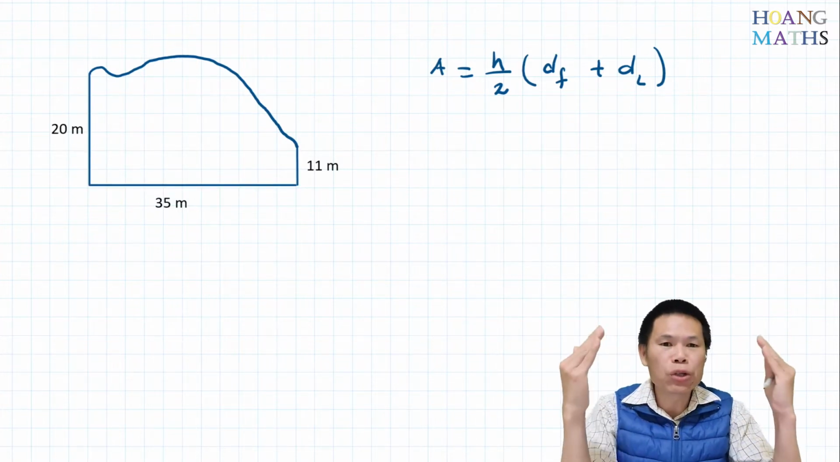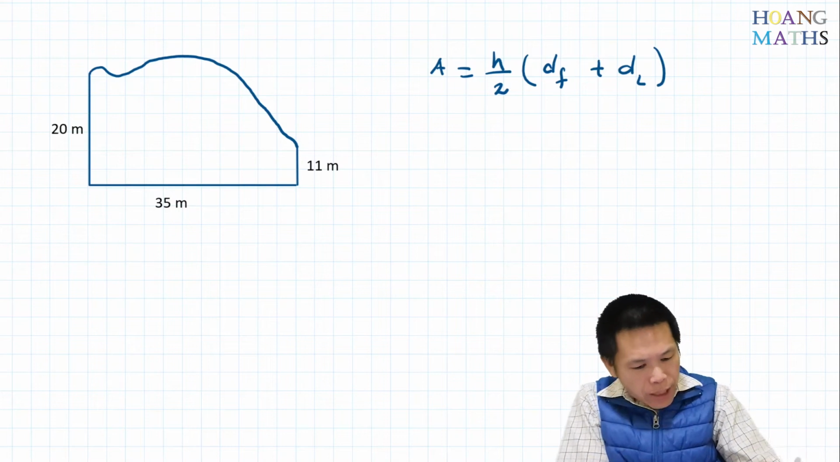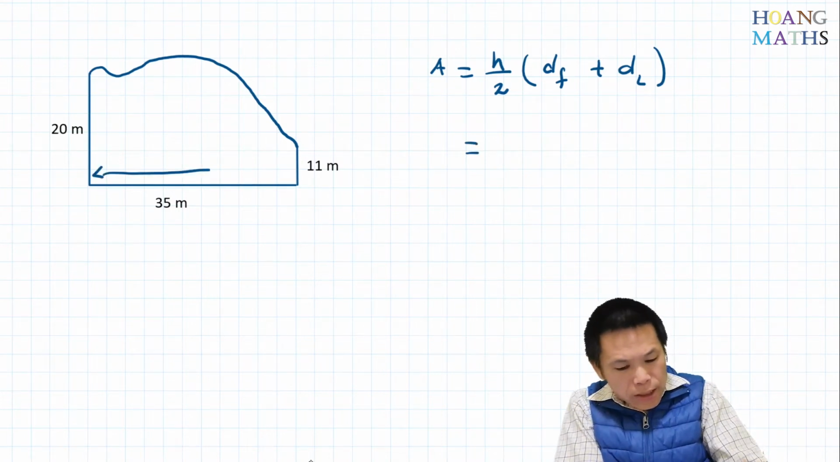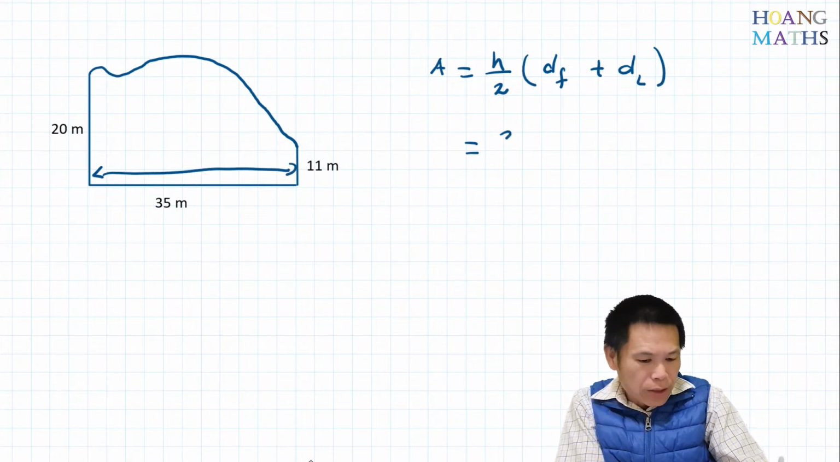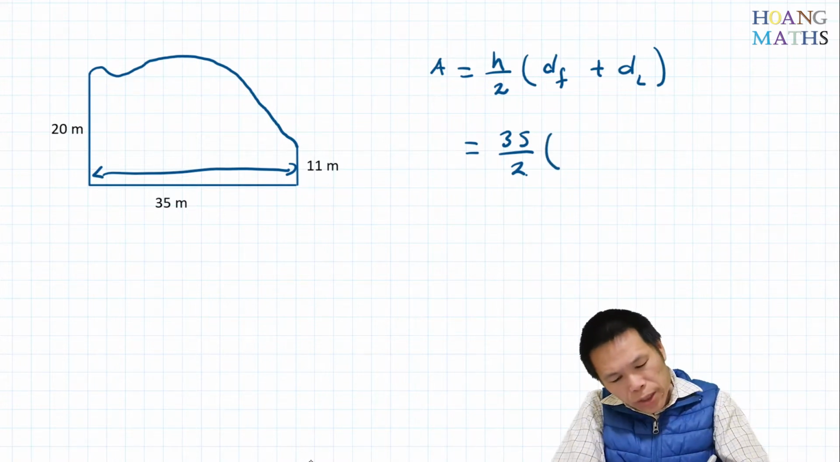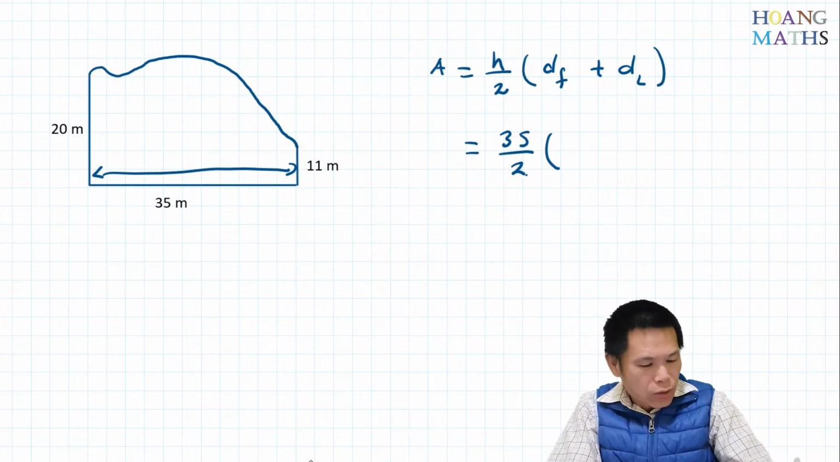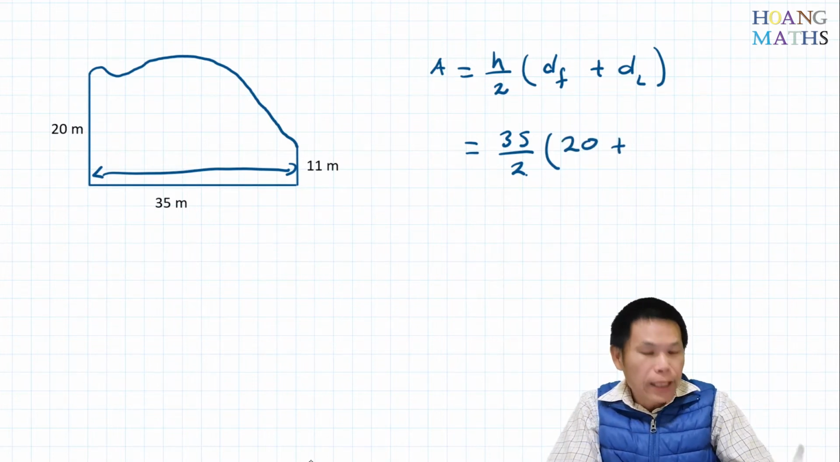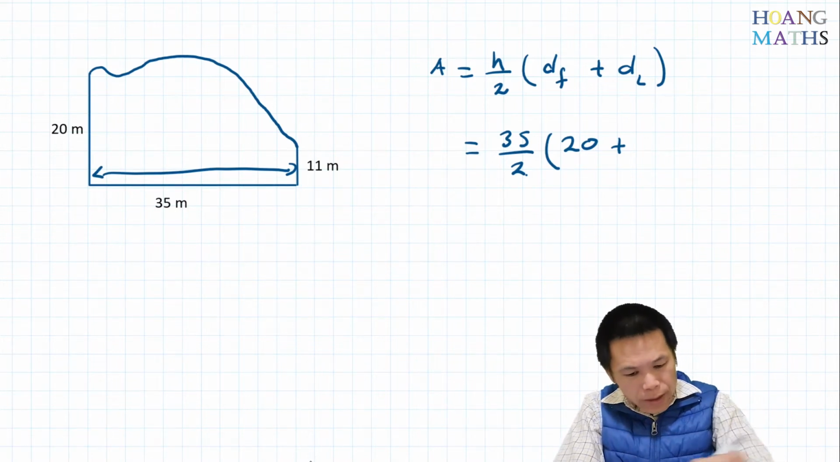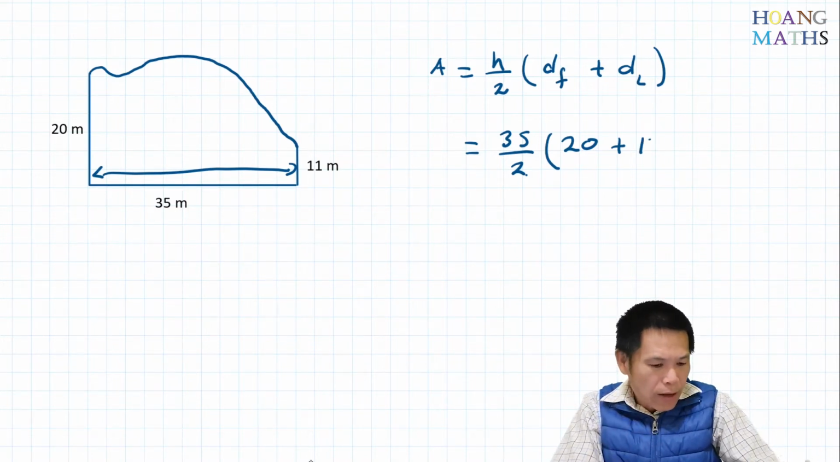Now we just substitute the values in, okay? So h is the width of the strip, which is 35 meters. So 35 over 2, and D first, which is 20 meters. That is D first, so I just write 20, plus D last, which is 11. So this one here will give me 11.